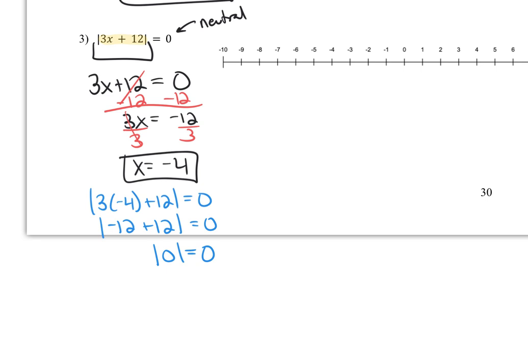That means I go to my one solution and I put a dot on it. My one solution is just negative 4. So find negative 4 on your graph and put a dot.